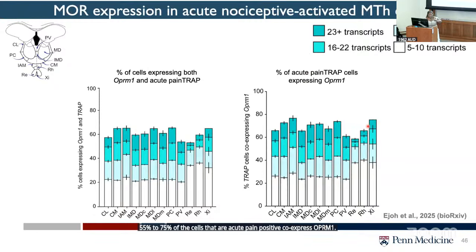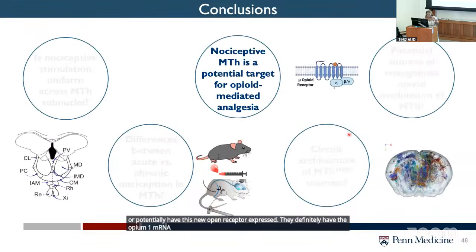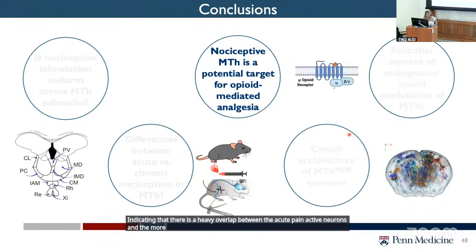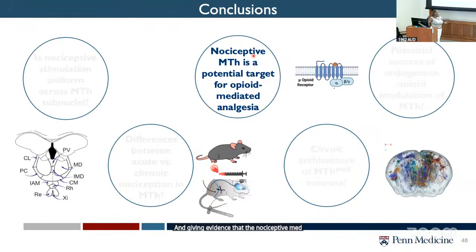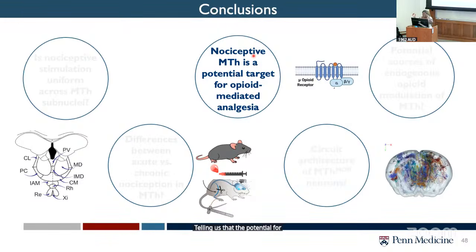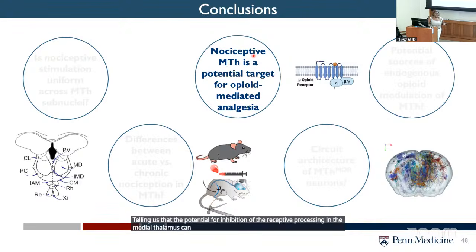So 55 to 75% across the medial thalamus of the pain-activated cells potentially have this mu-opioid receptor expressed. They definitely have the OPRM1 mRNA, indicating that there is a heavy overlap between the acute pain-active neurons and the OPRM1-positive cells, and giving evidence that the nociceptive medial thalamus might be a potential target for opioid-mediated analgesia, telling us that the potential for inhibition of nociceptive processing in the medial thalamus can happen in these pain-activated cells using mu-opioid ligands.